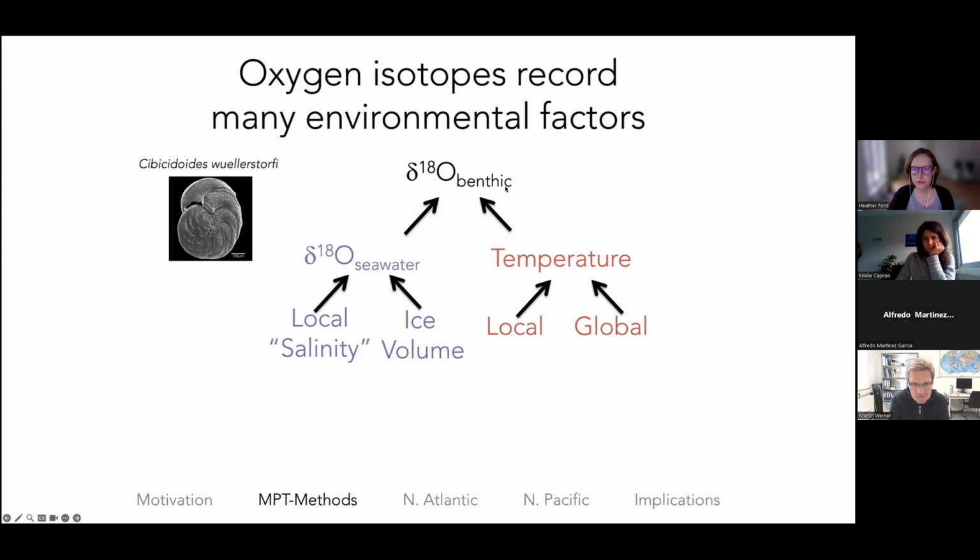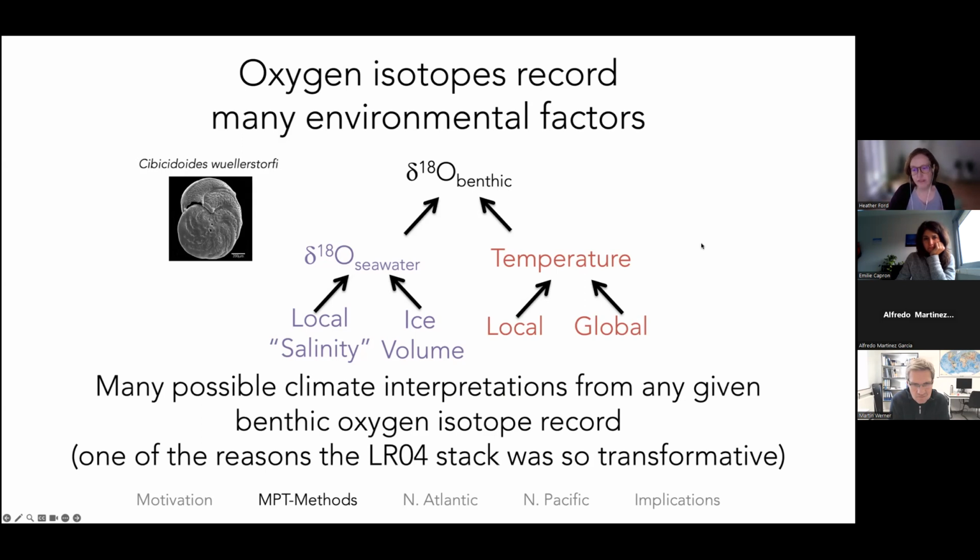And so any benthic oxygen isotope value, if you're just looking at the benthic oxygen isotope value, is just some mixture of all these different components from local to more global signals. And so you have many possible interpretations if you're looking at a single oxygen isotope record. And I think that's one of the reasons that the LR04 stack was so transformative, is because you're basically averaging out these regional signals to come up with a global history of climate change.